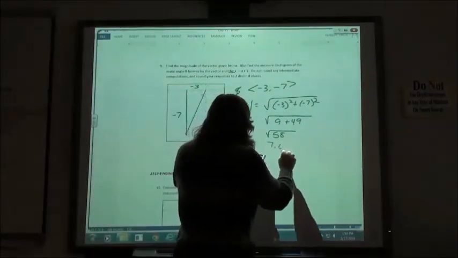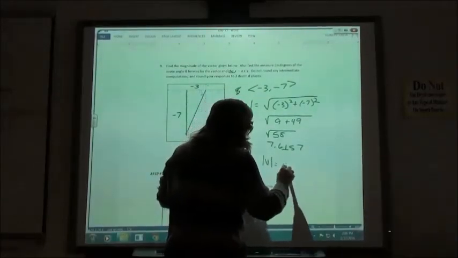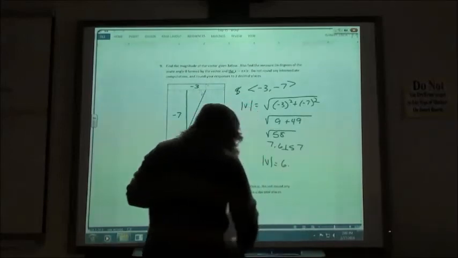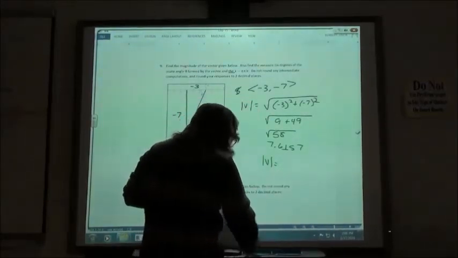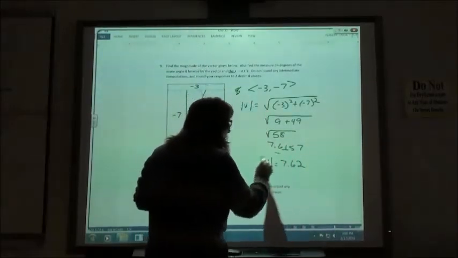Again, I'm just going to use my calculator and do the square root of 58. So 7.6157 to 2 decimal places then. My magnitude would be 7.62 because I need to round that one up.